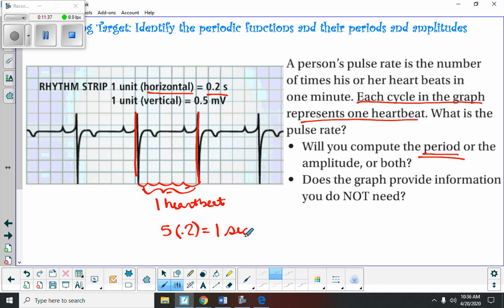And it says we are looking for the number of beats in a minute. Well, there are 60 seconds in a minute. So if you have a heartbeat every second, that would be 60 heartbeats per minute. So that is your answer. There would be 60 heartbeats per minute.